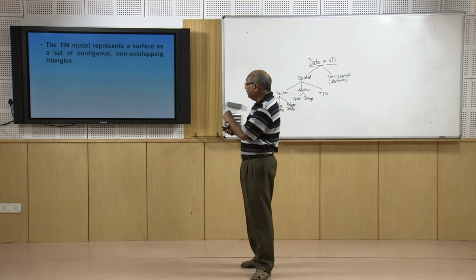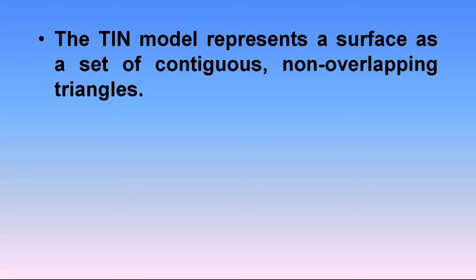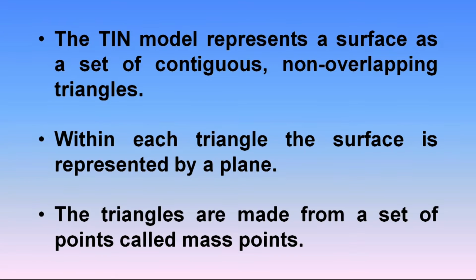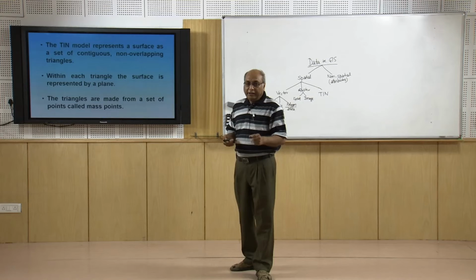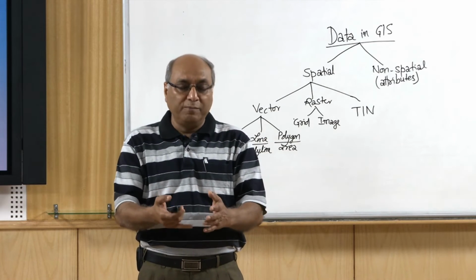So here in this case, in case of tin, there is no overlapping triangles. Each triangle is representing a facet that we will see. Within each triangle the surface is represented by a plane, and the triangles are made from a set of points called mass points.